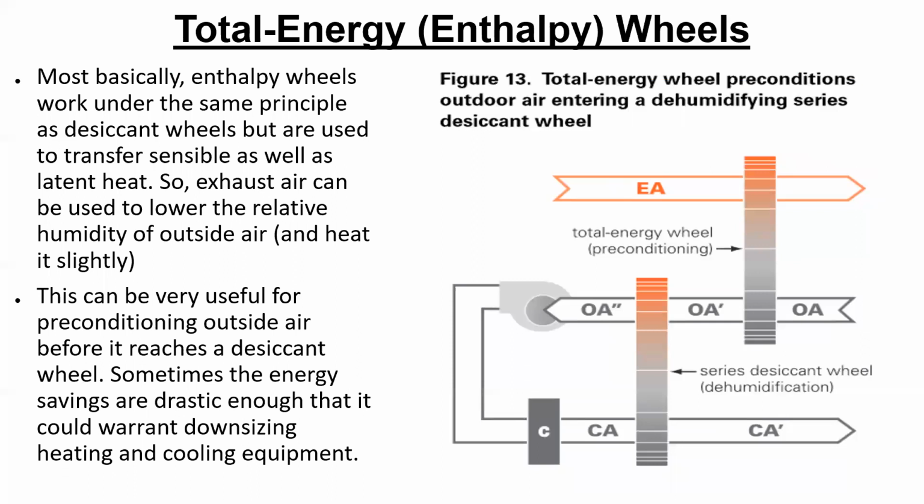Here they're talking about the total energy enthalpy wheel. Basically, enthalpy wheels work under the same principle as desiccant wheels, but they're used to transfer sensible as well as latent heat. So exhaust air can be used to lower the relative humidity of the outside air. This can be very useful for preconditioning outside air before it reaches the desiccant wheel. Sometimes the energy savings are drastic enough that they could warrant downsizing the heating or heating and cooling equipment.